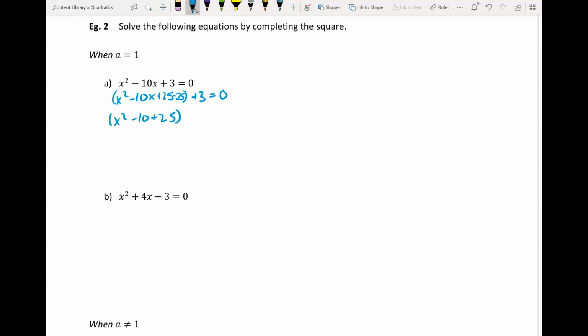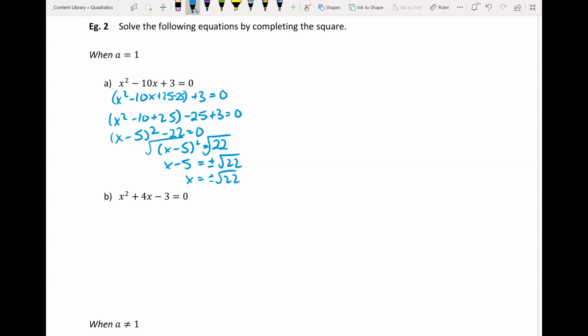Now I'm going to move this 25 out, negative 25, and try to factor what's inside the bracket. So this is going to be x minus 5 all squared. Negative 25 plus 3 is negative 22. I'm going to move the 22 to the other side, then square root both sides. And when I do that, we get plus or minus the root of 22. Lastly, I'm going to add 5 to both sides. And that would be our answer.